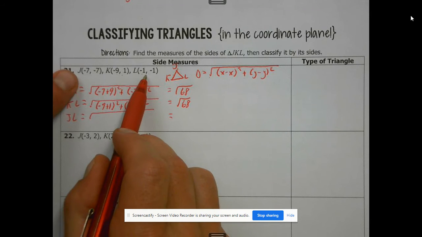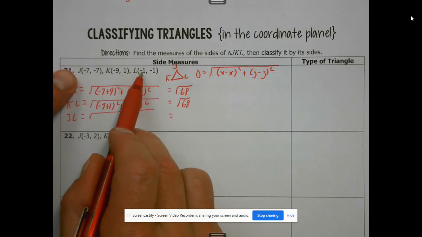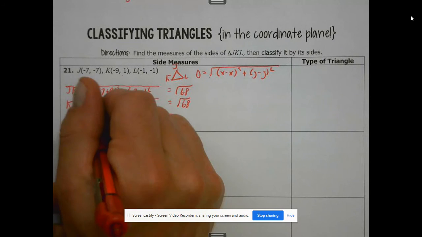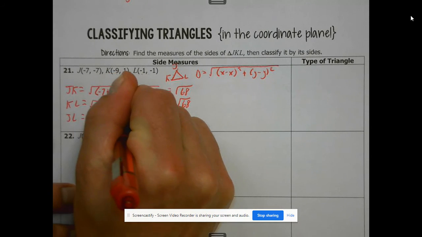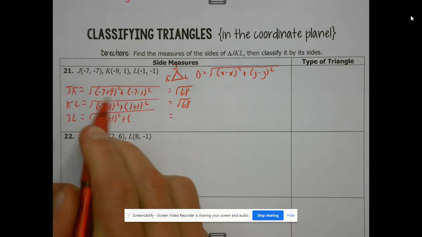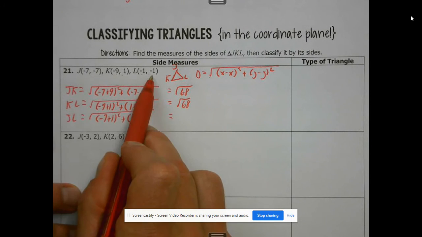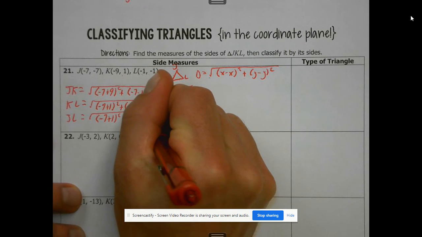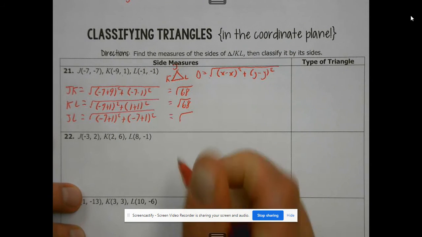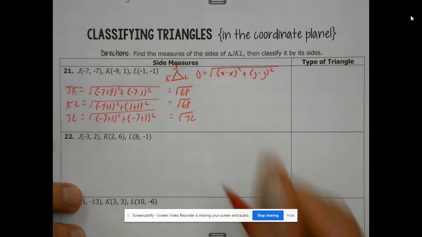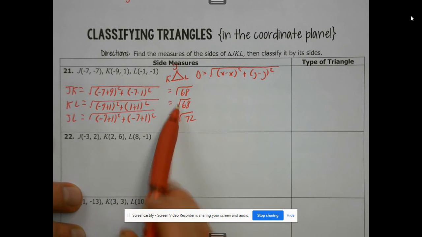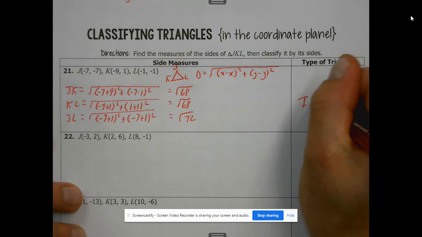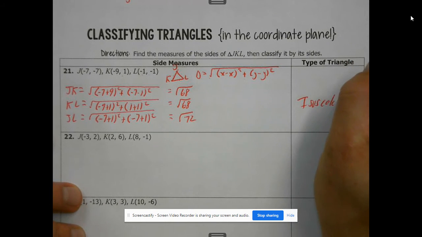JL. So use the first point and the last point. Subtract the x's: -7 minus a -1 turns into -7 plus 1. Do the y's: -7 minus -1 turns into -7 plus 1. That stuff comes out to be 72. So I have 2 congruent sides, which makes this an isosceles.